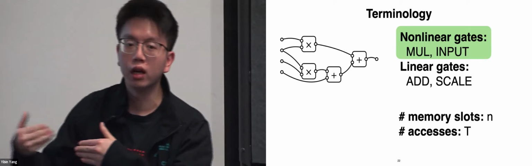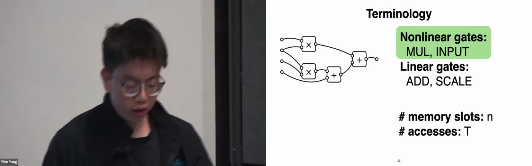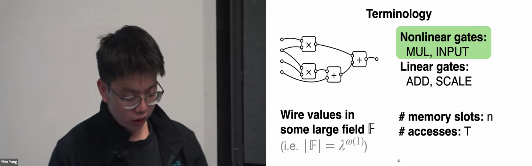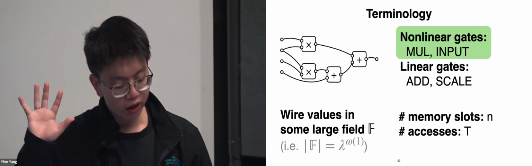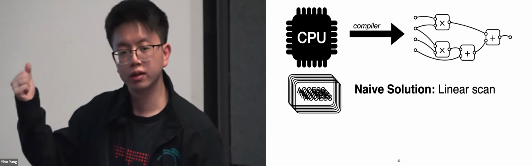And I'm going to use n to denote the size of the memory, for example, 2 to the power of 32. And I'm going to use t to denote how many times you're going to use this memory. I'm also going to use F to denote a large enough field. And this is not so surprising, from a feasibility standpoint.